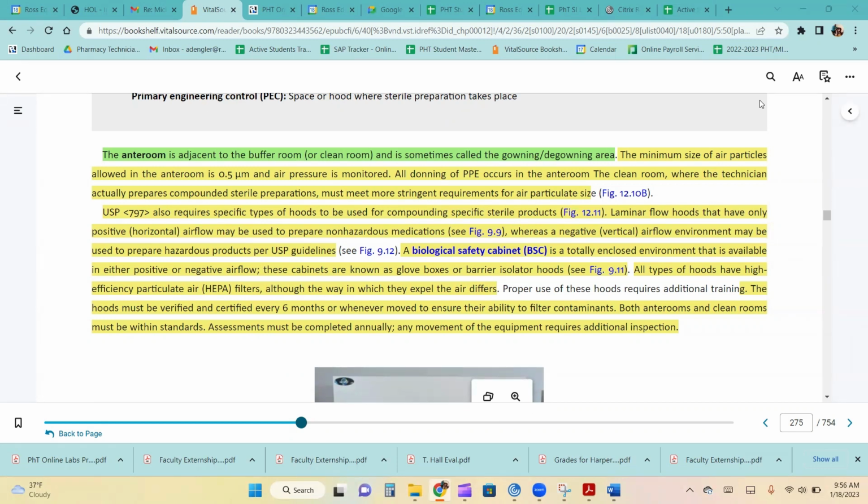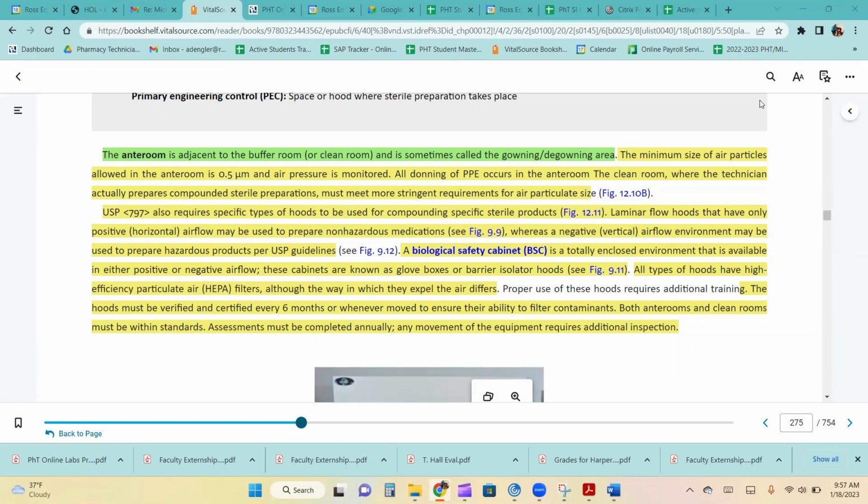USP 797 also requires specific types of hoods to be used for compounding specific sterile products. Laminar flow hoods that have only positive horizontal airflow may be used to prepare non-hazardous medication, whereas a negative vertical airflow environment may be used to prepare hazardous drugs per the USP guidelines. A biological safety cabinet is a totally enclosed environment that is available in either positive or negative airflow. These cabinets are known as glove boxes or barrier isolator hoods.